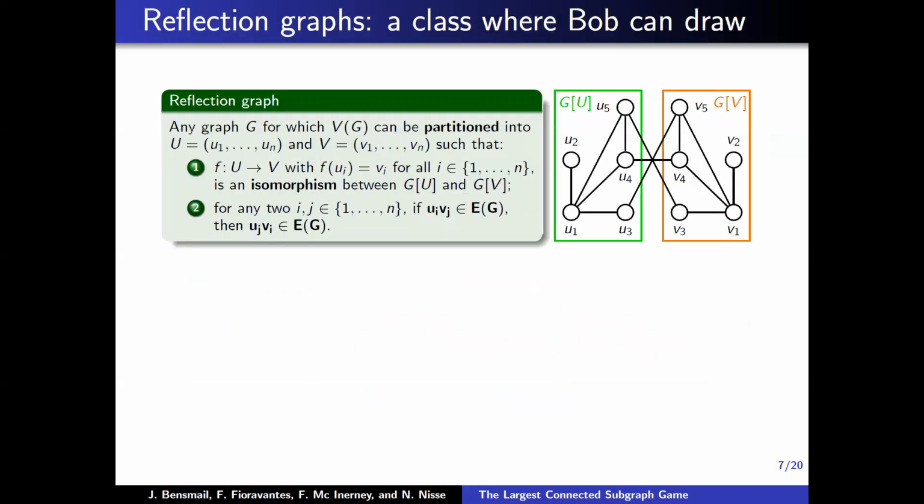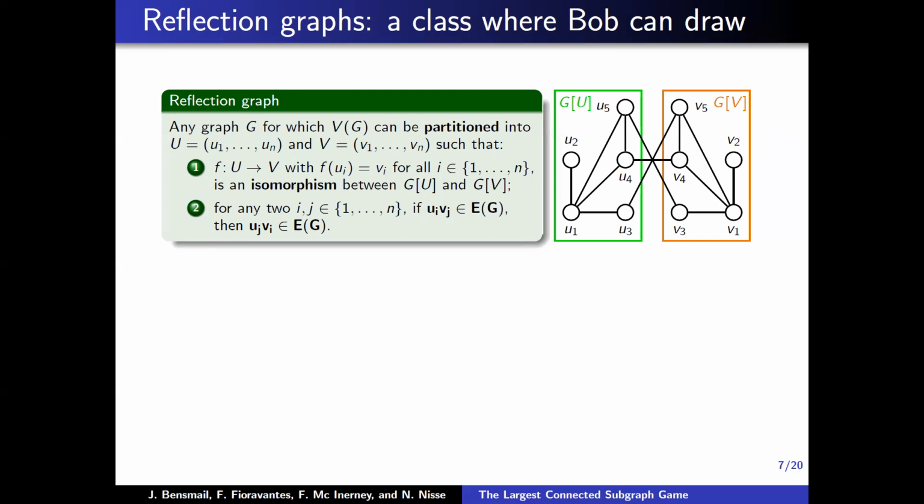But actually, there's a large class of graphs called reflection graphs where Bob can ensure that there's a draw. A reflection graph is just a graph in which its vertex set can be partitioned into two sets of the same size, U and V, such that there's an isomorphism between G[U], the subgraph induced by the vertices of U, and G[V]. And if we set this isomorphism, this mapping, such that the image of u_i is always v_i for all i, then for the second condition, we need that for any two i and j from 1 to n, if u_i v_j is an edge, then the edge u_j v_i also exists.